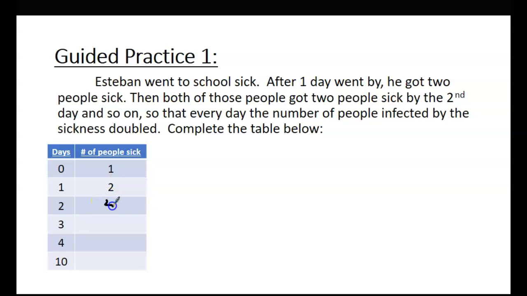4. How about on the third day? It's going to be 8. Now here's why. Because every day is doubling, right? And so if these 4 people all got 2 people sick, that's going to be 8 people. All right, so what do you guys think about this one? What's the next one going to be? 16? And then the last one?